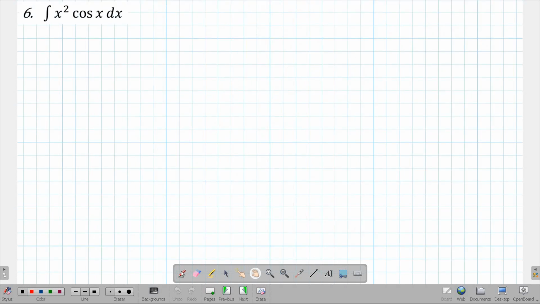Now, for this last example, let's try to do integration by parts. But this time, the integration will be done using the tabular method. So we know that the integral of the general form, the integral of u dv, is equal to uv minus the integral of v du. So we'll do the same thing. We'll need to assign what is u and dv, and then later I'll find du and v.